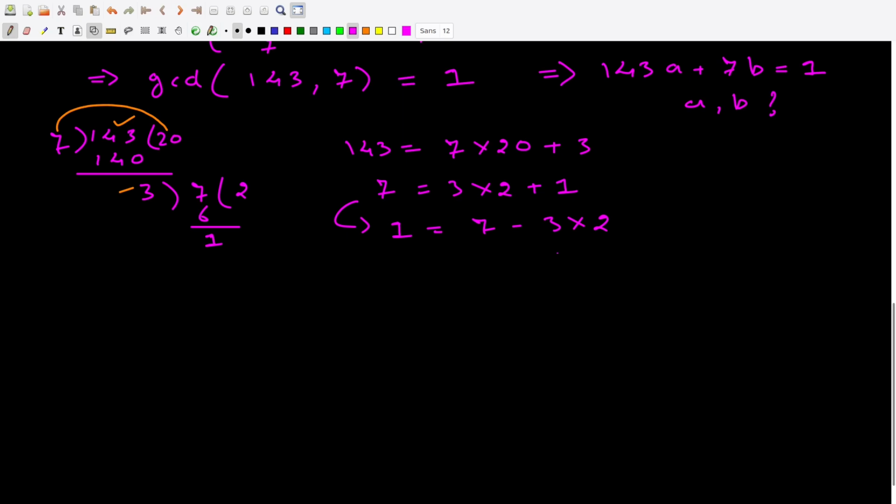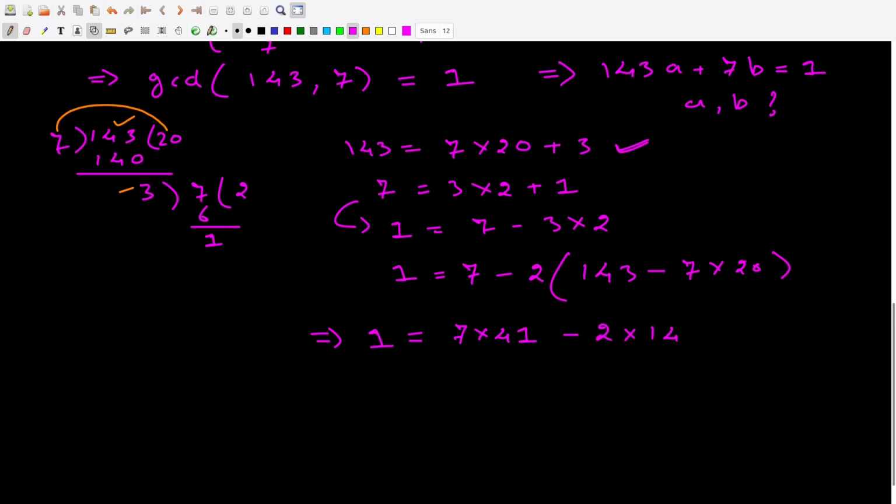By the way, this is the extended Euclidean algorithm. I have also made a video on the extended Euclidean algorithm. If you want to learn it in detail, please refer to that video. Now coming back here, 1 equals 7 minus 3 into 2, and what is the value of 3 here? The value of 3 we can get from here, so 1 equals 7 minus 2 times 3, which equals 7 minus 2 times (143 minus 7 times 20). If we solve it, we get 1 equals 7 times 41 minus 2 times 143.